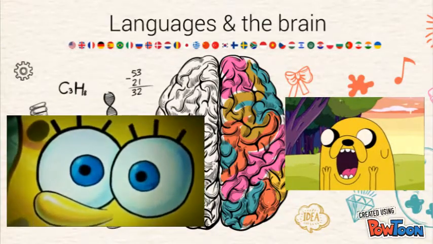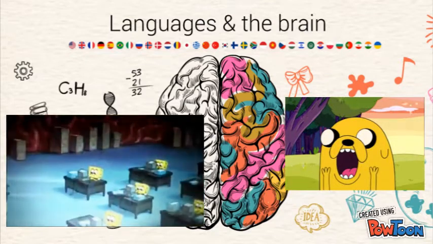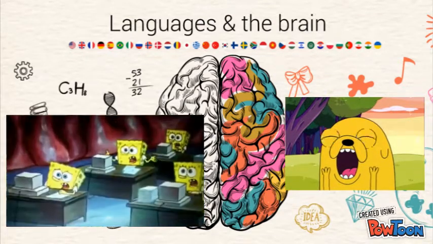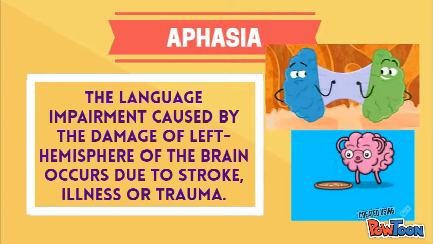Moving along to language and the brain. Have you ever heard of the word aphasia? So, what exactly is aphasia? Well, aphasia is a language impairment caused by damage to the left hemisphere of the brain, which occurs due to stroke, illness, or trauma.